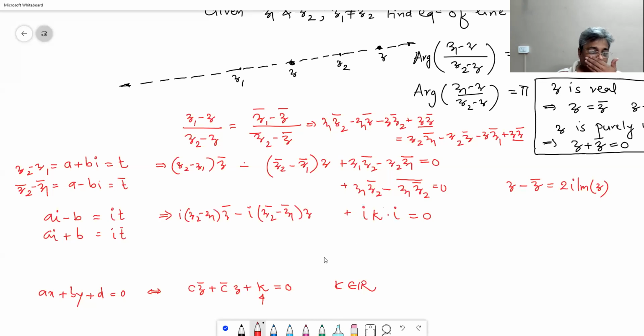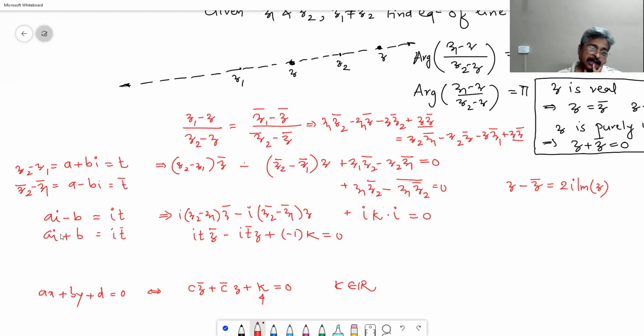Okay. So now what is my i times z2 minus z1? It is i times t, minus i times t bar times z, plus i squared, that is minus 1, times k is equal to 0.